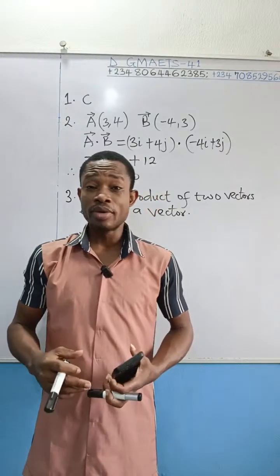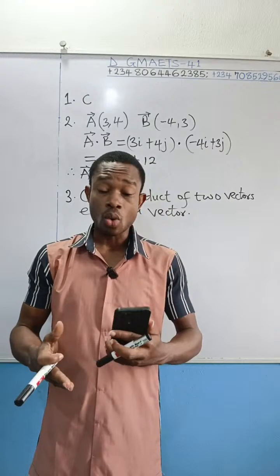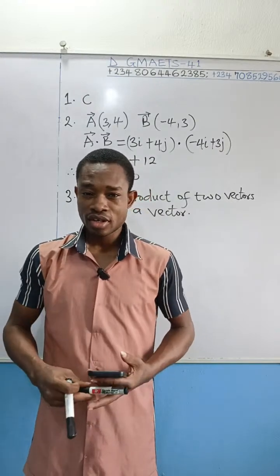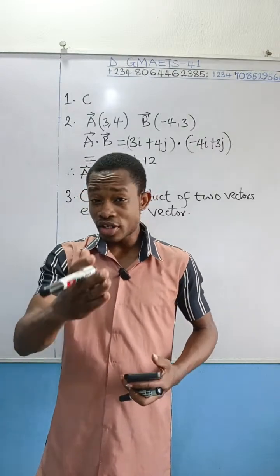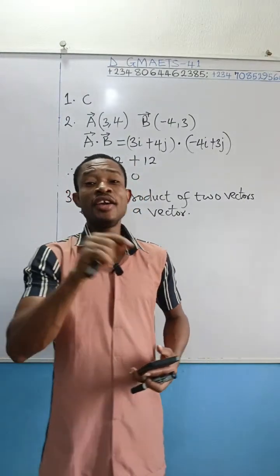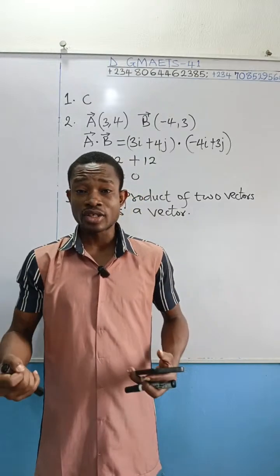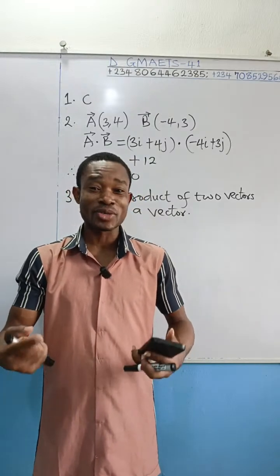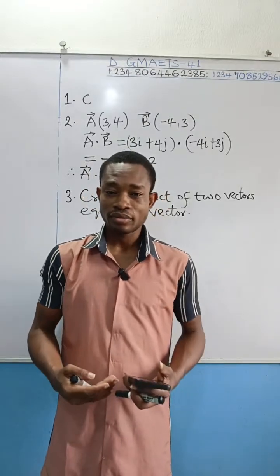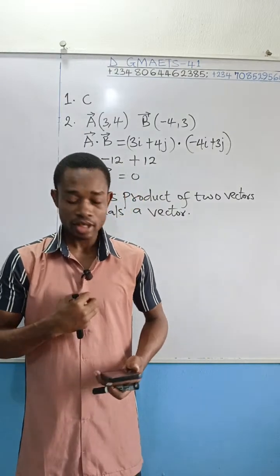The angle between them is equal to 90. That's the implication of the fact that the dot product gave you 0. So you want to take note, because an examiner can also ask you a question in that part: if the angle between 2 vectors is equal to 90 degrees, the dot product of the 2 vectors will be what? The dot product will be 0. You don't need to solve anything there.